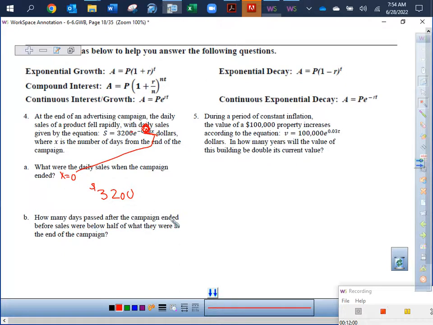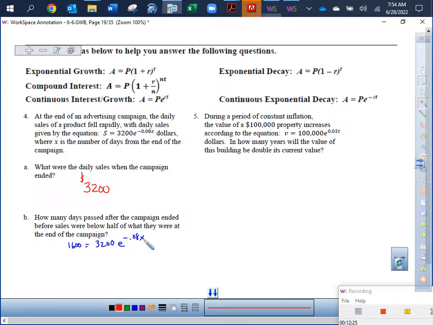How many days have passed since the campaign ended before the sales were below half of what they were when they ended the campaign? Well, when they ended the campaign, they were at 3,200. I want to know when they get halfway, so I do half of 3,200, which is 1,600. So I want to figure out how long it takes for the sales to get to 1,600. Cool. 1,600 goes into S, and the rest of the formula is still there. And now we're going to solve for x.